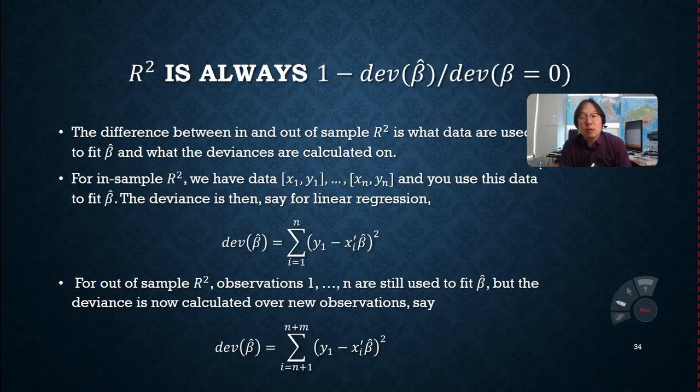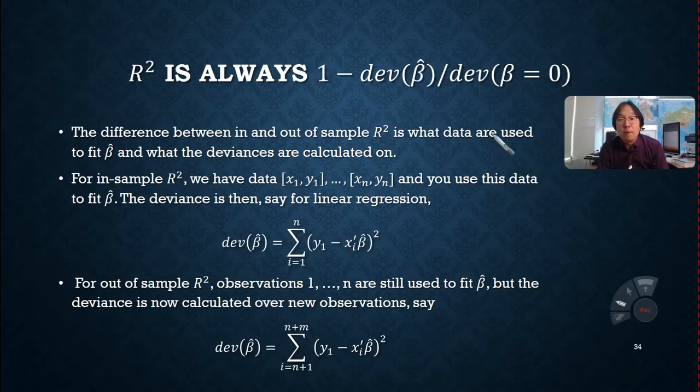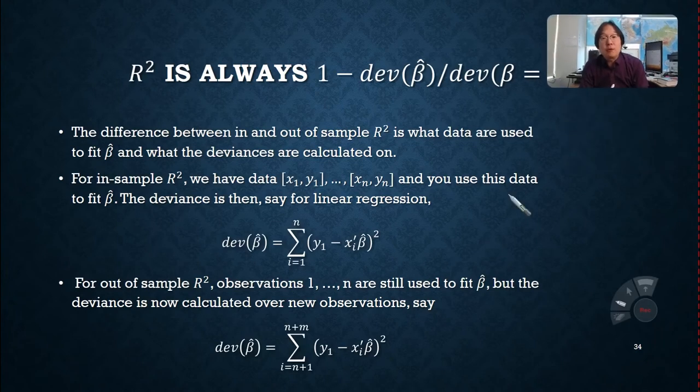R squared is always in this form: 1 minus deviance over deviance. The difference between in and out of sample R squared is what data are used to fit beta hat and what the deviance is calculated on. For in sample R squared, we have data x1 and y1 all the way down to xn and yn. You use this data to fit beta hat. The deviance is then, say for a linear regression, the squared residuals and the summation of them. That's what we call deviance.